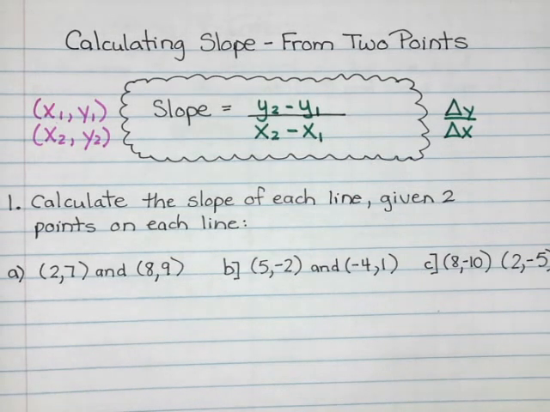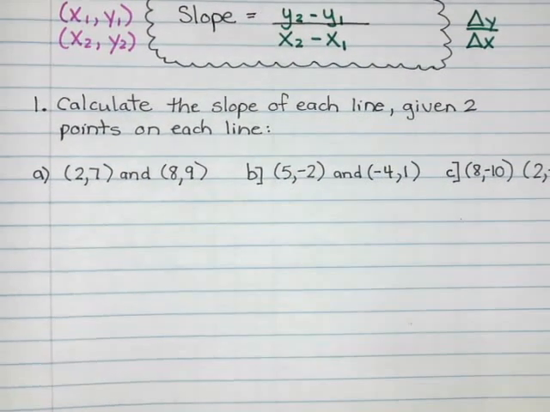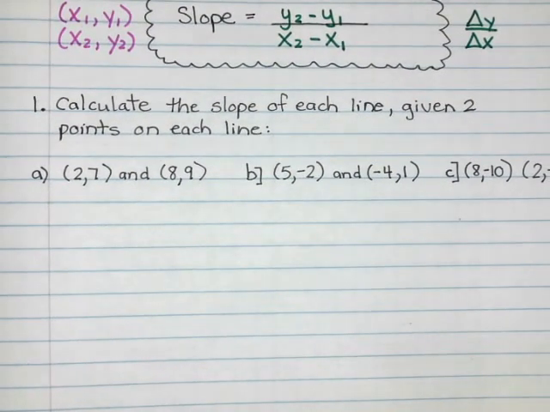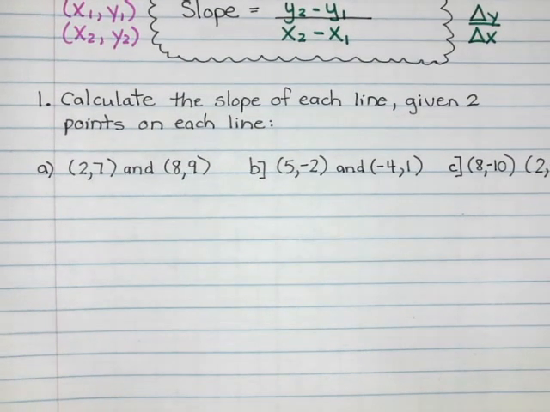So we're going to try to do some of these questions by calculating instead of using a graph. And it's a good skill to have in your pocket because you don't always have a graph. Sometimes the numbers are really large and they don't fit well on a graph, or they might be decimals or fractions, which are also very difficult to graph. So it says calculate the slope of each line, given 2 points on each line.